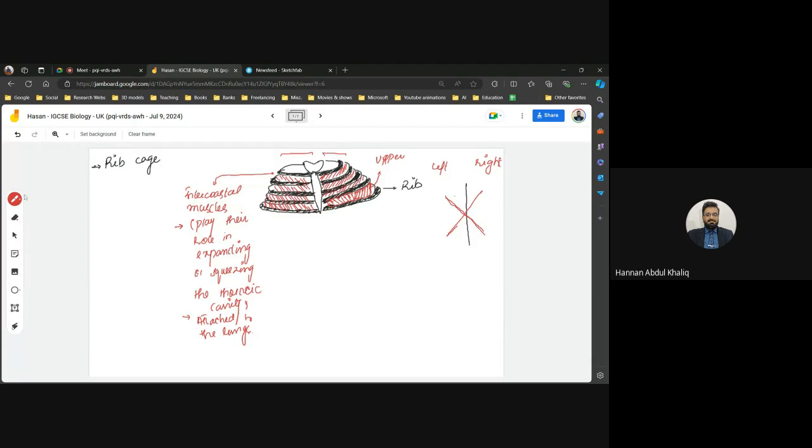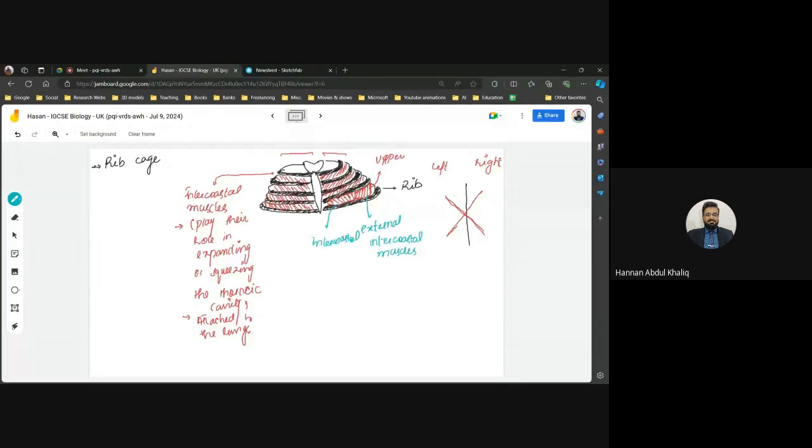The reality is that their names are external intercostal muscles. It's just like putting two pages above each other in opposite directions, and one is the outer or external intercostal muscles, and this one is the internal intercostal muscles.